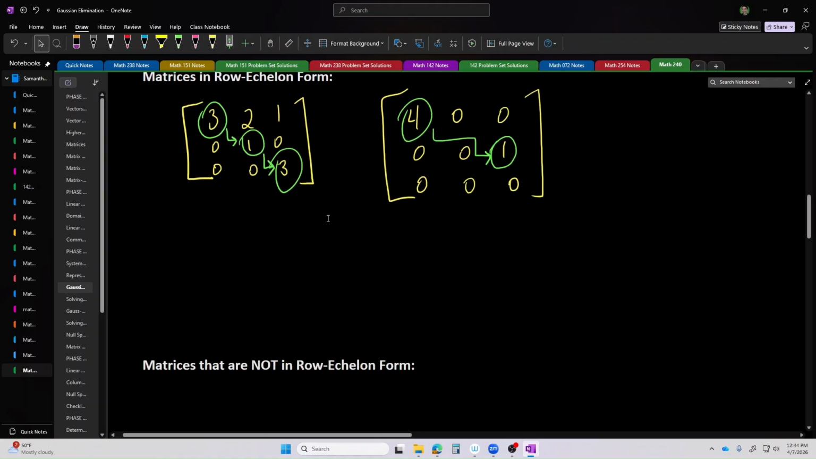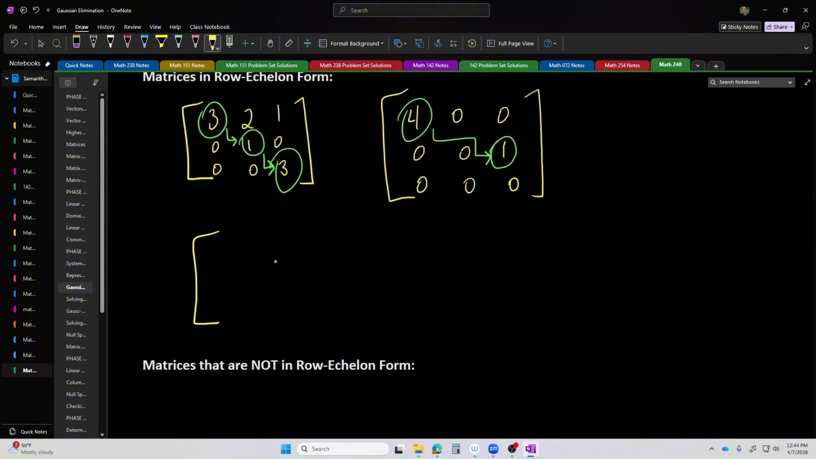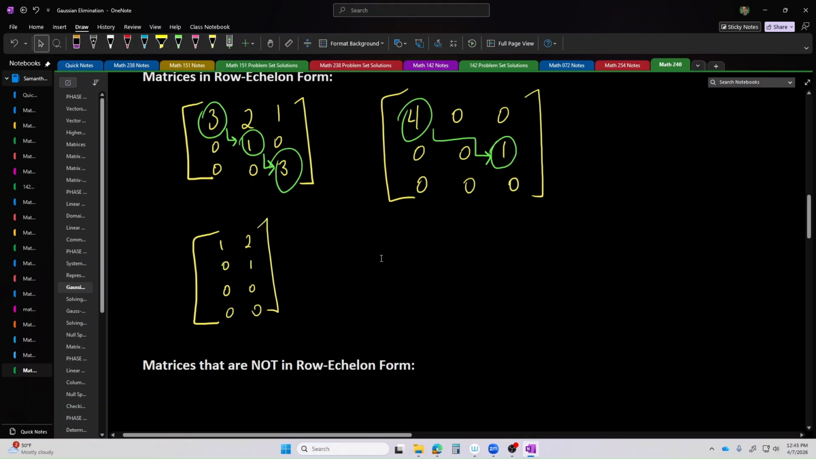One final example, it's also possible to have multiple rows that have lots of zeros in them. So you might see something like 1, 2, 0, 1, 0, 0, 0, 0. And this is also in row echelon form. We've got two rows that have all zeros, two rows that have no pivots, and those are shuffled all the way to the bottom of the matrix.